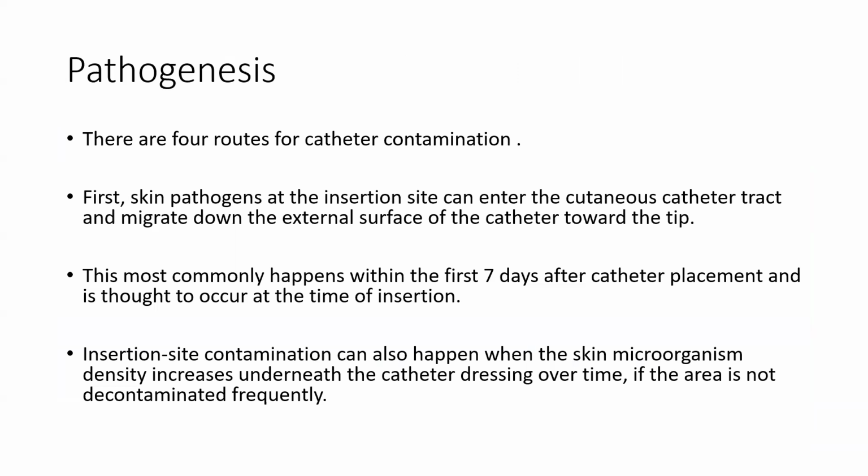Now, pathogenesis. There are four routes of catheter contamination. First, skin pathogens at the insertion site can enter the cutaneous catheter tract and migrate down the external surface of the catheter towards the tip. This most commonly happens within the first 7 days after catheter placement and is thought to occur at the time of insertion. Insertion site contamination can also happen when skin microorganism density increases underneath the catheter dressing over time and if the area is not decontaminated frequently.